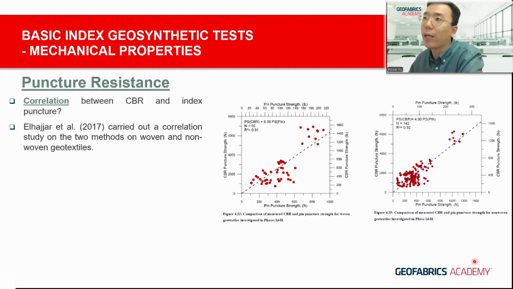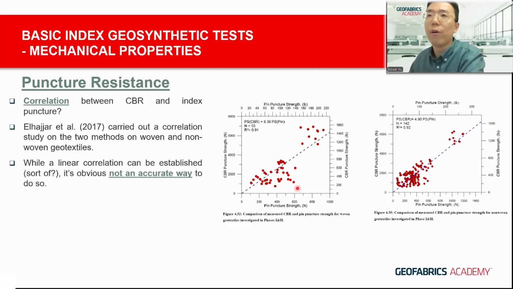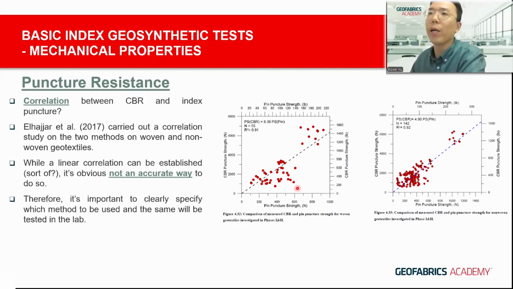While I would say there does seem to be a linear correlation shape between the CBR puncture and the pin puncture strengths, I wouldn't be so confident to interpret individual product values, using one of the values obtained here to get another value. Therefore, for us, we really believe it's important to clearly specify which method is to be used, and that same method will be tested in the lab to obtain the correct values.